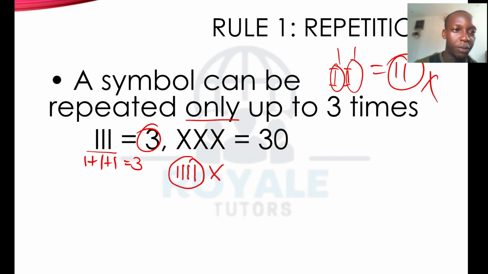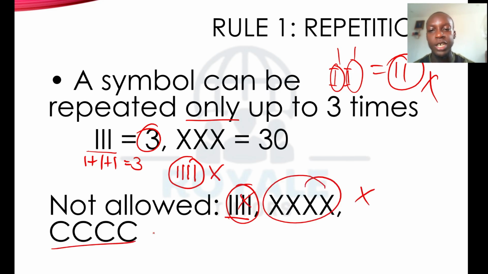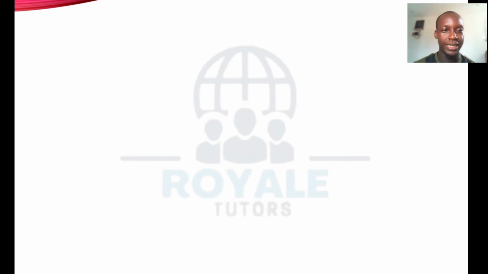Don't forget that rule number 1 states that for the repetition, the symbol can only be repeated up to 3 times. Perfect. Not allowed. Exactly. We can't have IIII. It can't be more than 3. Once it gets to 4, then it's totally wrong. Are you with me now? Very good. So let's continue on to the next slide.